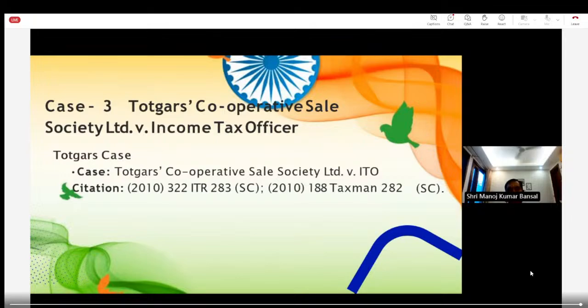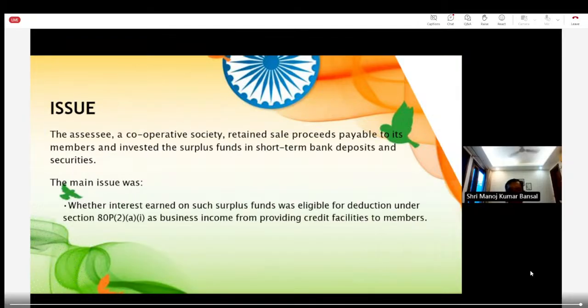Case 3, this is again a landmark case decided by the Supreme Court: Totgar Cooperative Sales Society Limited versus Income Tax Officer. The society is a cooperative society, which retained sale proceeds payable to its members and invested the surplus funds in short-term bank deposits and securities. This I have discussed, and the Supreme Court has said in its judgment on this.